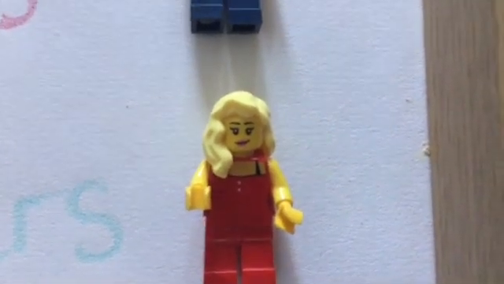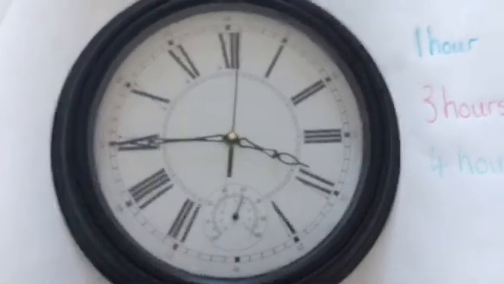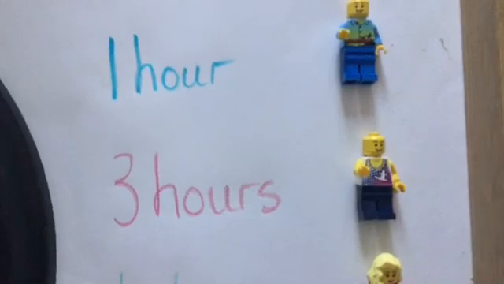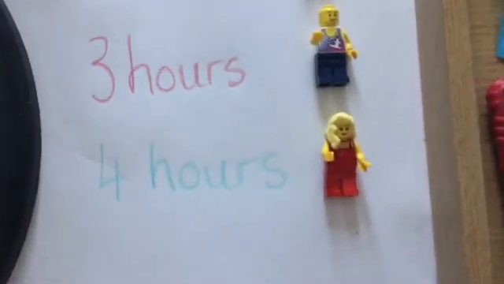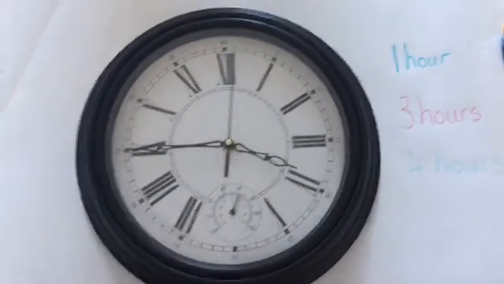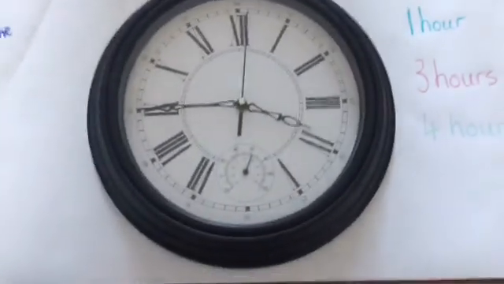Not so happy. Okay, so here is the time now. That's the time that they are at the moment. This character has been at the beach already for 1 hour, 3 hours, and 4 hours. Can you work out how long each of them has been at the beach for?